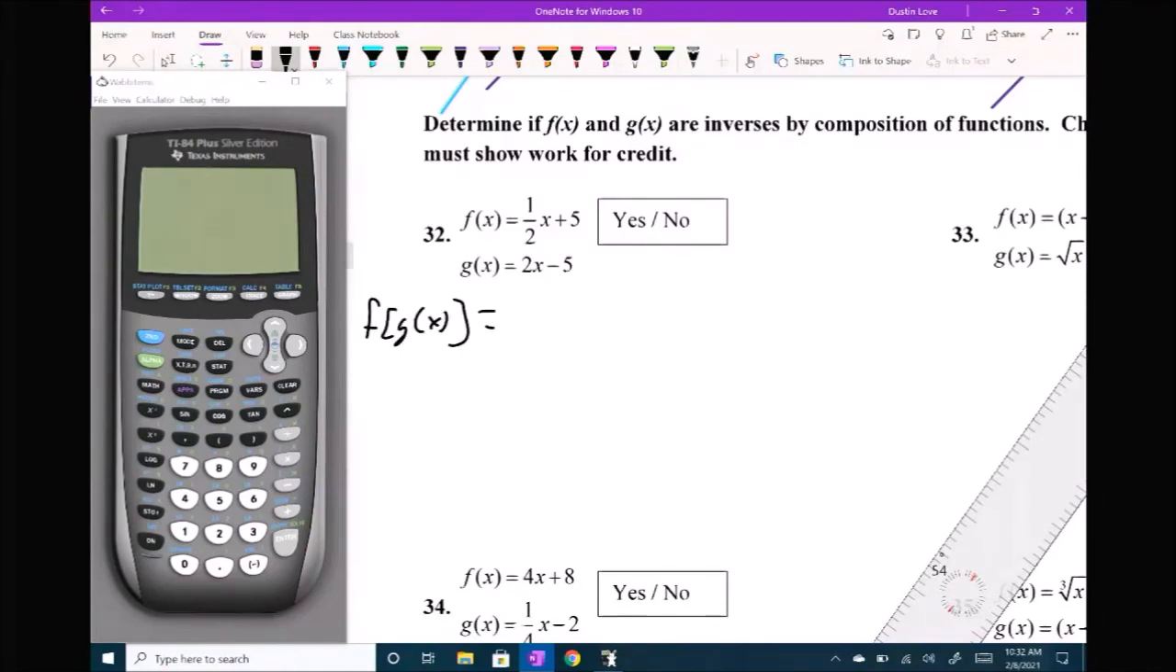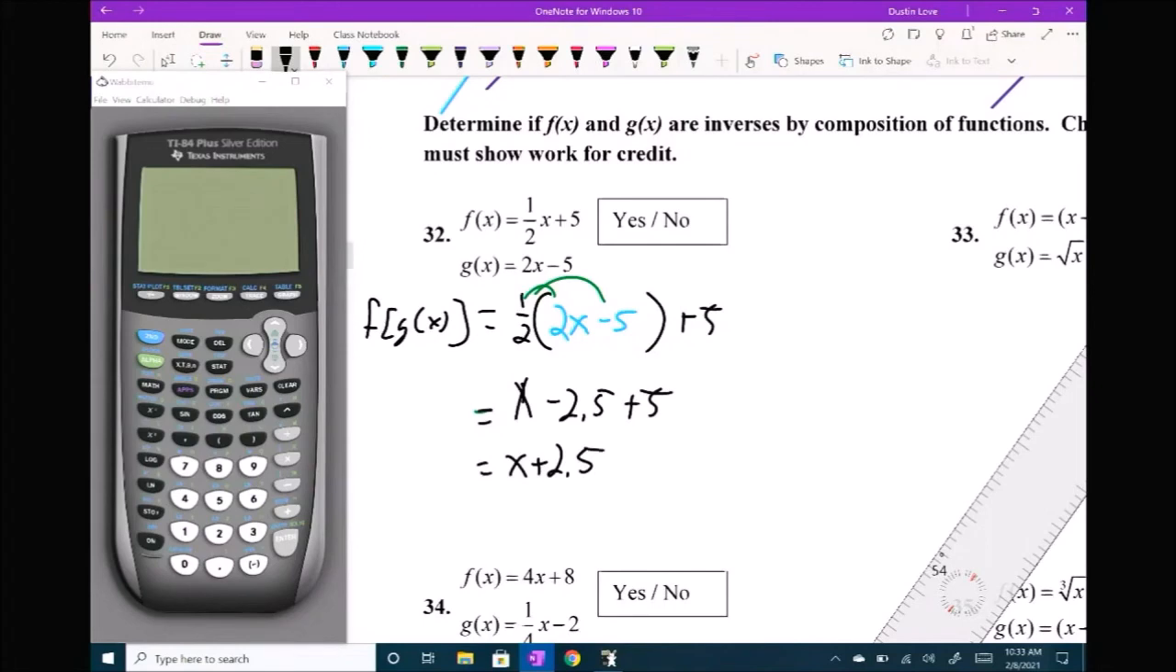So we're going to start off with f. F is going to be 1/2 x plus 5. And inside of f, we're going to place g, so 2x minus 5. Let's distribute out the 1/2. And so I will now have 1/2 times 2x is x. 1/2 times -5 is -2.5, plus 5, which comes out to x plus 2.5. That is going to not work, so the answer is no. I was looking for just an x.